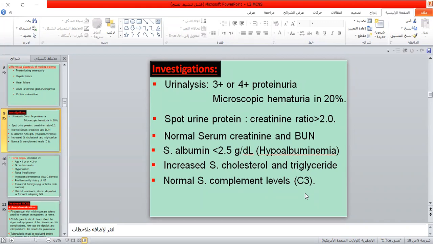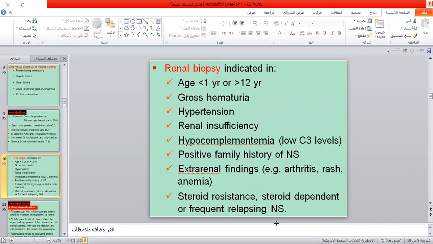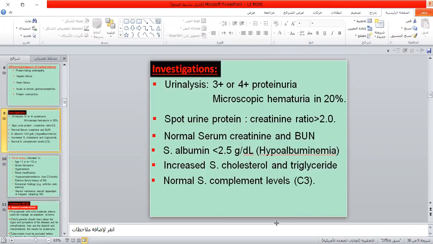So these are investigations. Other investigations we have: marked proteinuria, either by dipstick or by the spot urine protein to creatinine ratio. I must have normal serum creatinine and blood urea nitrogen. I must have normal C3 level, in addition to the hypoalbuminemia and hypercholesterolemia.